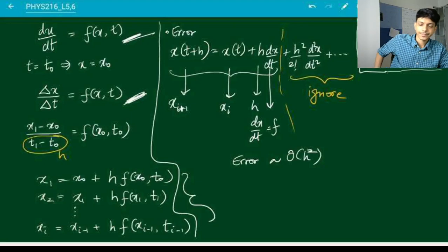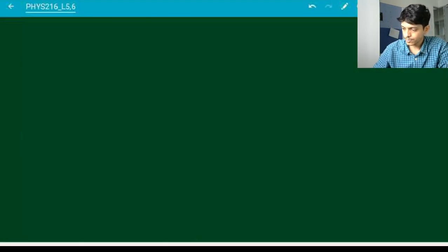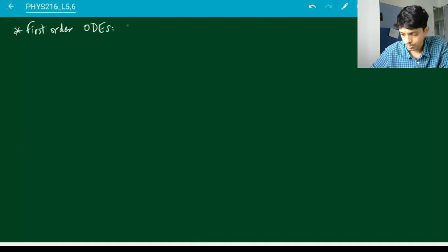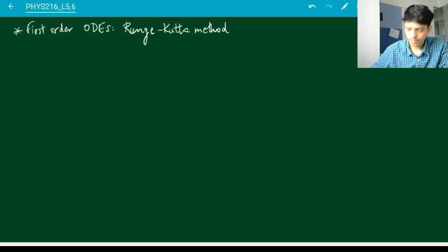So that was it about Euler's method. Next thing that we're going to look at is we are still solving first order ordinary differential equations. But we are using now what is called the Runge-Kutta method. Okay. So what is this method? It's basically a generalization of Euler's method.